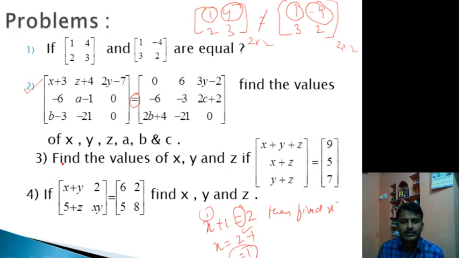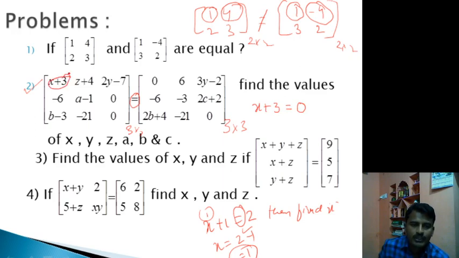When we say that two matrices are equal, they have the same order along with the corresponding elements being the same, isn't it? See here, 3 rows and 3 columns. Here also 3 rows and 3 columns. Now let me make it as an equality. Now the first corresponding elements, x plus 3 is equal to 0. I am going to take the corresponding elements.